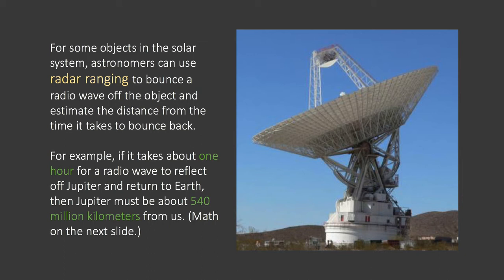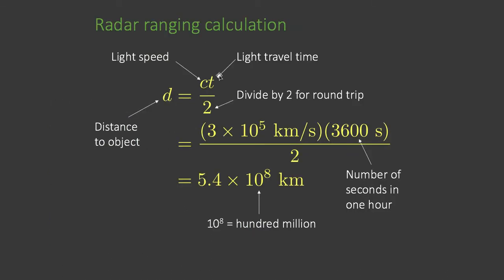So in this example here, if it takes an hour for a radio wave to reflect off Jupiter and return to Earth, we could estimate 540 million kilometers away. Now, how do you get there math-wise? This is the radar ranging calculation. The distance to the object would be the speed of light times the travel time. So speed times time gives you distance, but the distance it's traveling is actually out and back, so you divide it by 2 because it's a round trip.